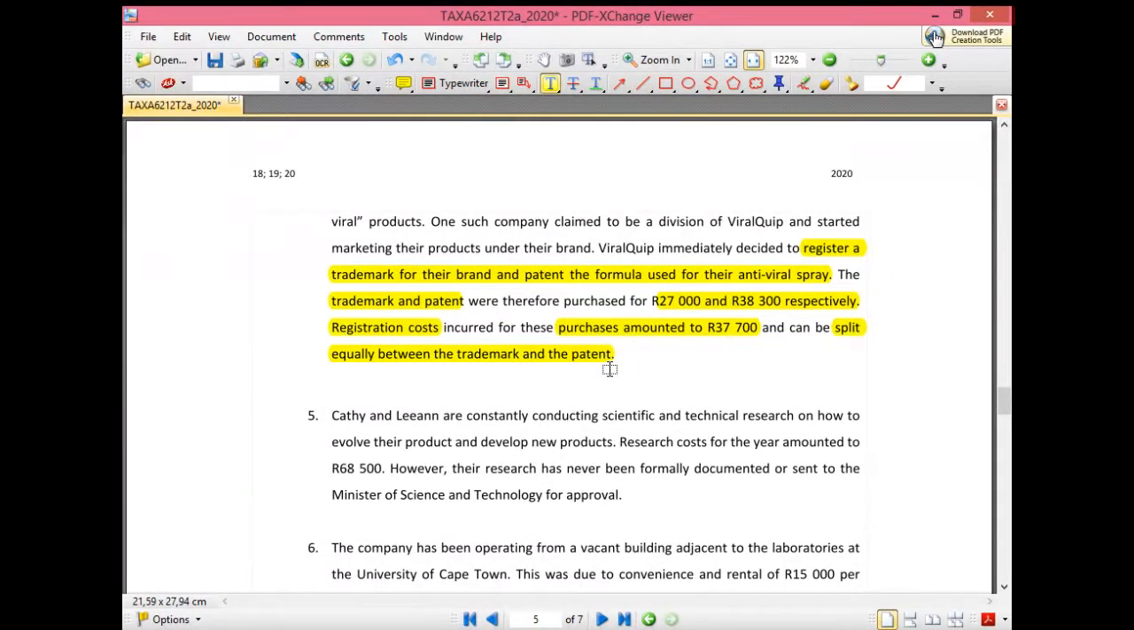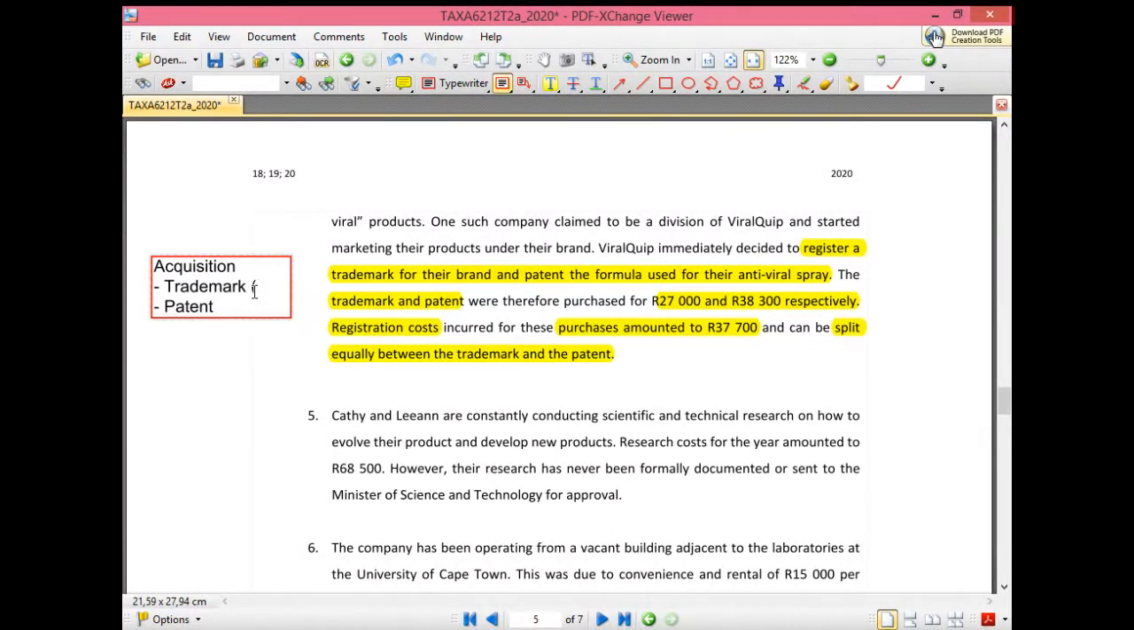Now, if we look at the acquisition, they talk about patents, designs, copyrights, another property which is similar of nature other than trademark. So for the acquisition, it refers to any type of intellectual property except for the trademark. So in this question, you can see that they've acquired a trademark and a patent. Now what that means, you will have to go split it between the trademark and the patent amount.